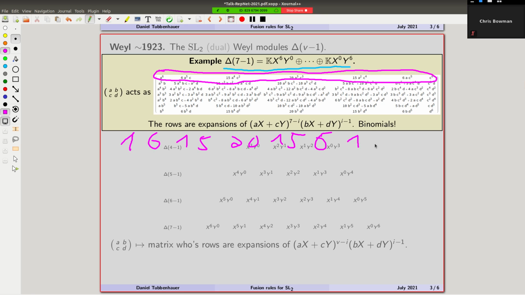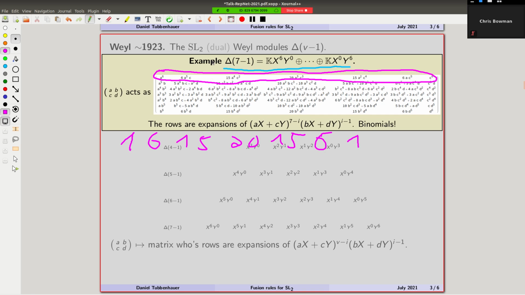And these are, of course, just the corresponding binomial coefficients, right? This is exactly the peak of the binomial coefficients. And in the other rows, they're just spread out binomial coefficients, if you want. So no wonder that there's a connection to Pascal's triangle.